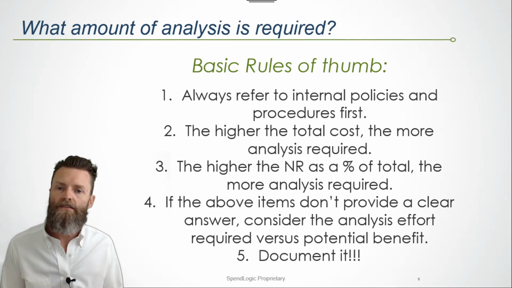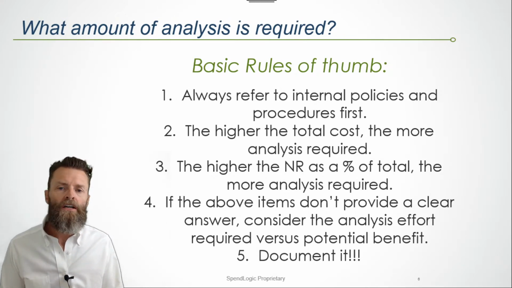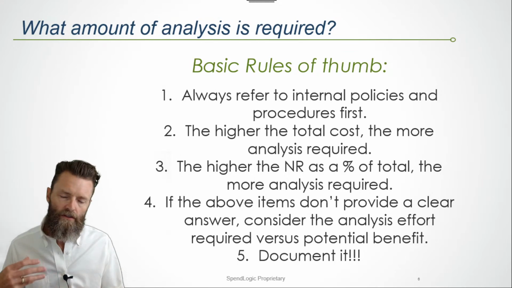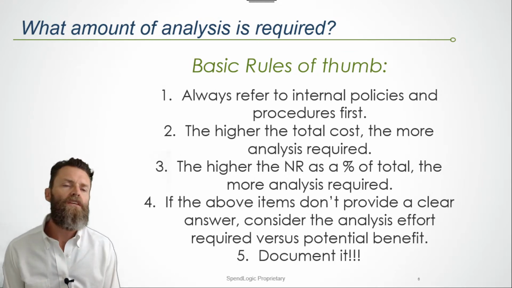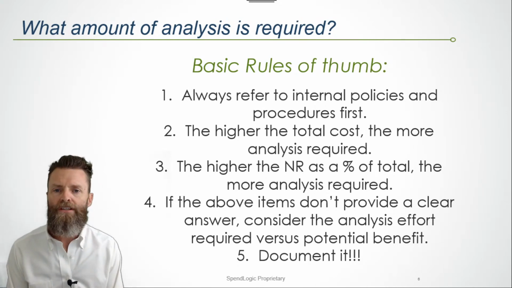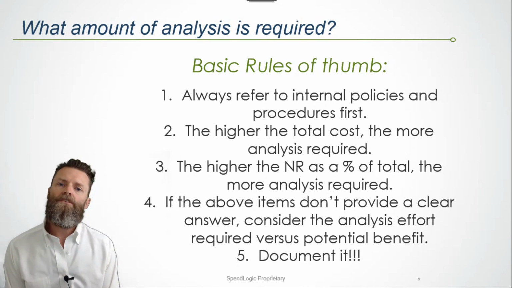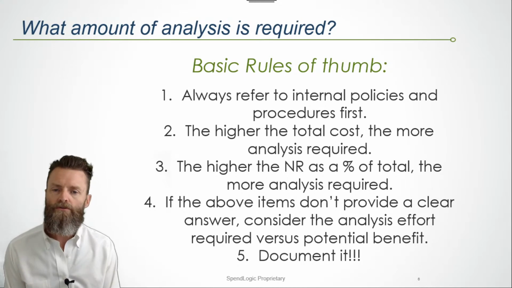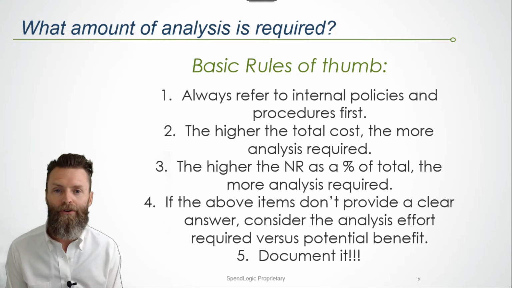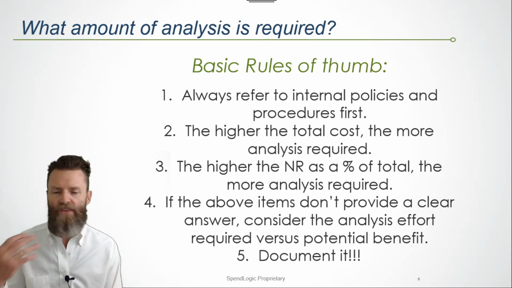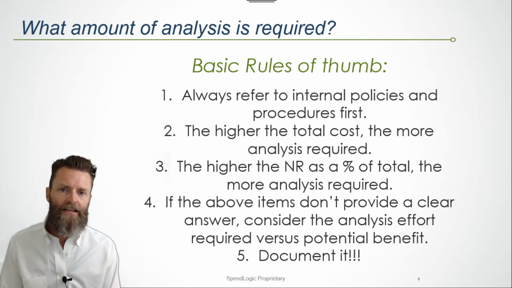Number three, the higher the non-recurring as a percentage of the total, the more analysis is required on the non-recurring. You'll hear this concept tossed around of materiality. If the non-recurring portion is material, then you need to do more due diligence. So what is material? Well, you get into that and it's basically this checklist, more or less. But look at it as a percent of the total. If it's going to move the needle a lot, based on your analysis, then you probably need to spend more time on it.